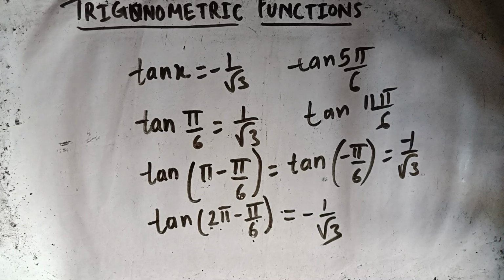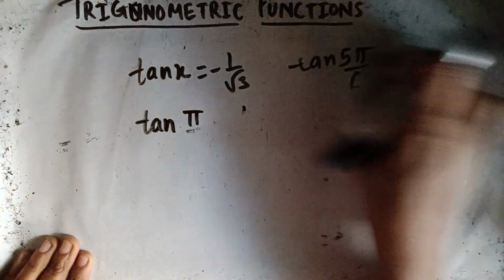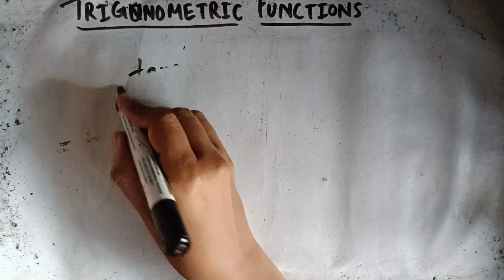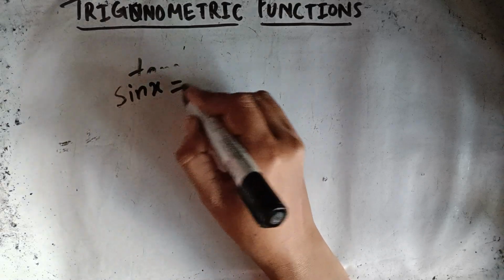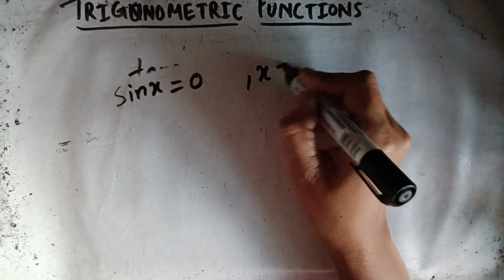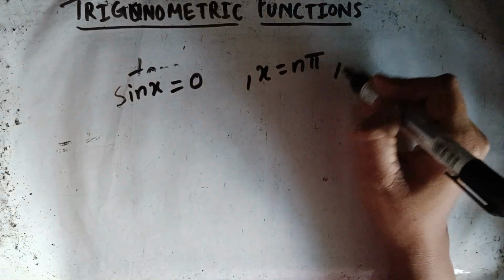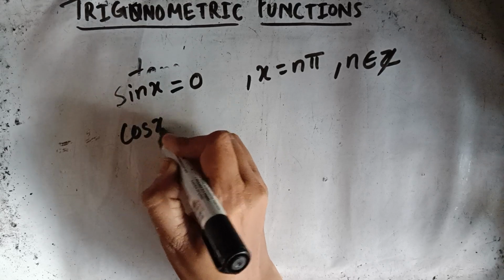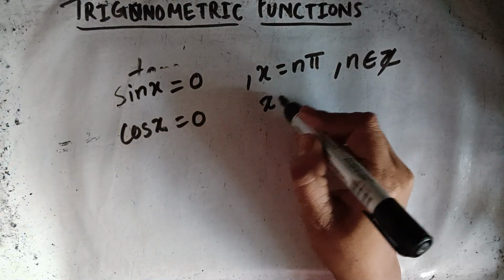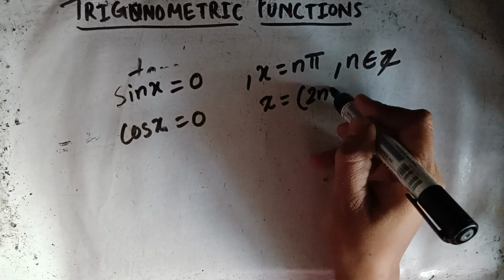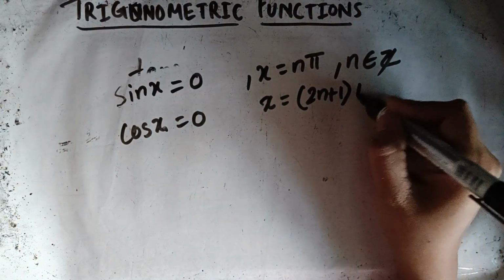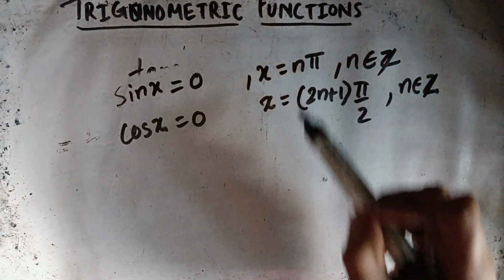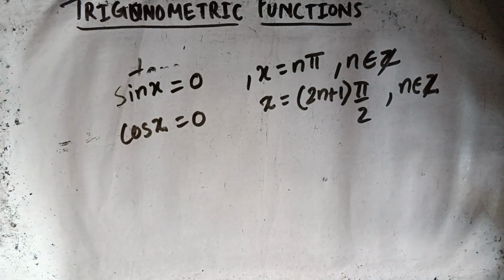These are the principal solutions. So in general, you can write sin of x is 0 if x is n pi, where n is an integer. This we had seen. And cos of x is 0 if x is (2n plus 1) pi by 2, where n is an integer. These two are the general solutions.